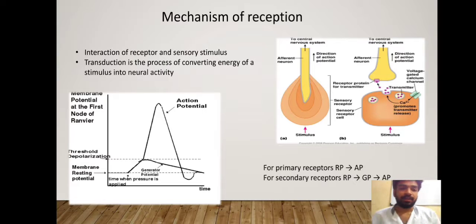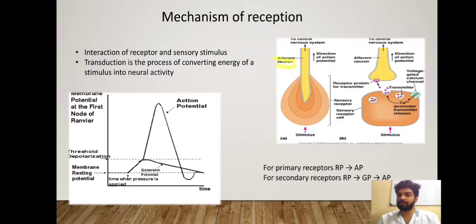Mechanism of reception. It is the interaction of receptor and sensory stimulus, and transduction is the process of converting the energy of a stimulus into a neural activity, which is happening here. And via this diagram we can understand how the mechanism of reception is happening. Here this is the afferent neuron, which carries information towards the CNS, and here is the sensory part, the sensory receptor. Now we're going to see something in detail.